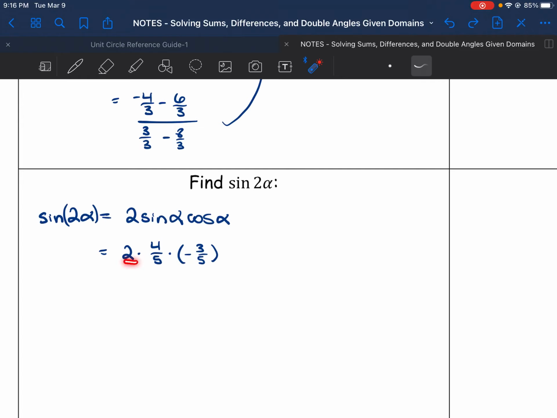Multiplying across the top, think of this 2 as a 2 over 1. So 2 times 4 times 3, that's going to be 24, really negative 24 because of the negative here. And then across the denominator, 5 times 5 is just 25, so we get negative 24/25.